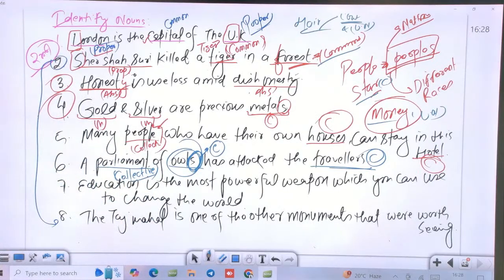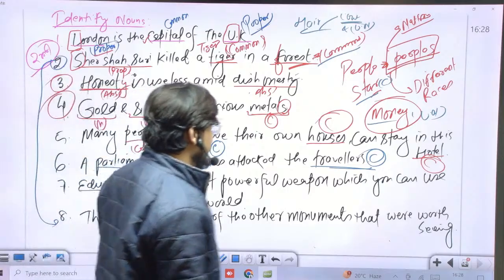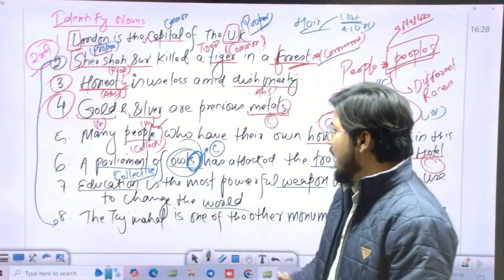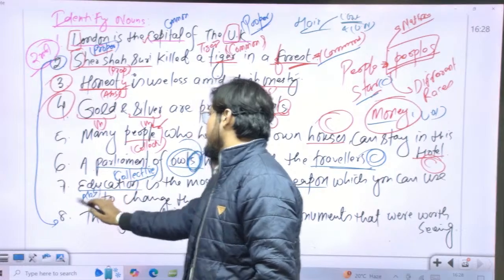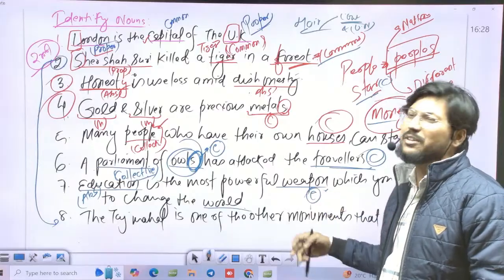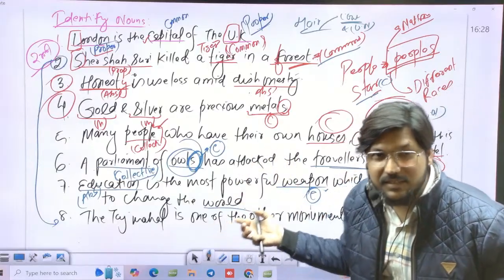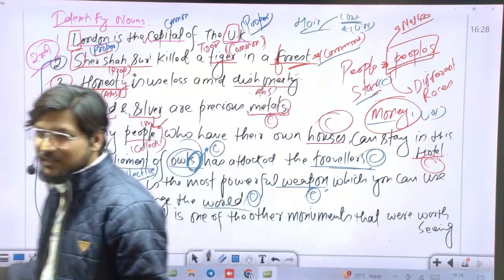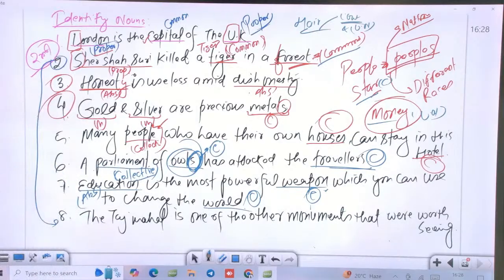Seventh: education is the most powerful weapon which you can use to change the world. Three nouns. Education is what? Abstract noun. Second, weapon is a common noun. There can be so many weapons in the world, isn't it? World is a common noun. There can be so many worlds, right? But now you might be thinking, sir, there is only one world. But let's see. Can we make worlds or not? Have you heard worlds or not? Yes, we say it somehow. I will let you know, right?